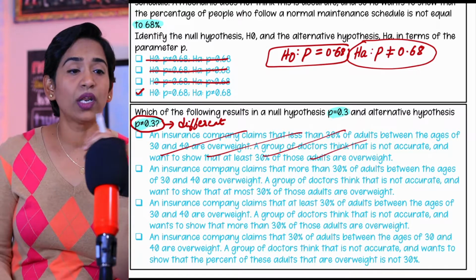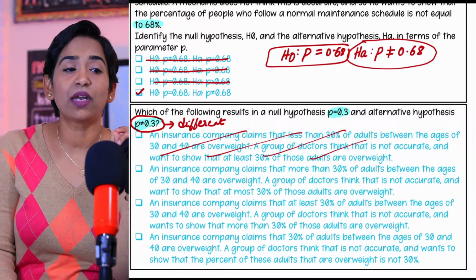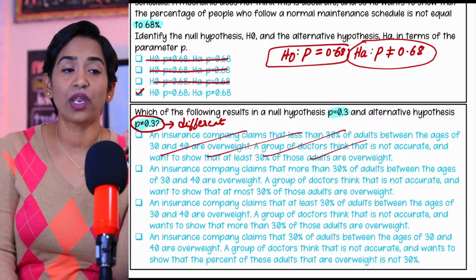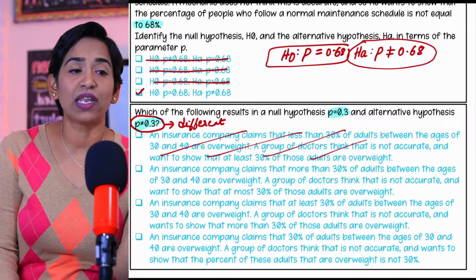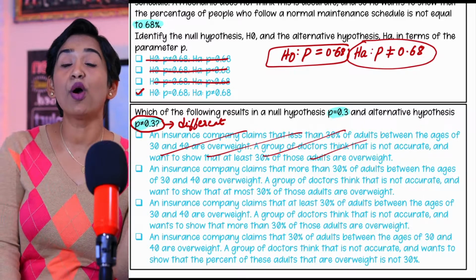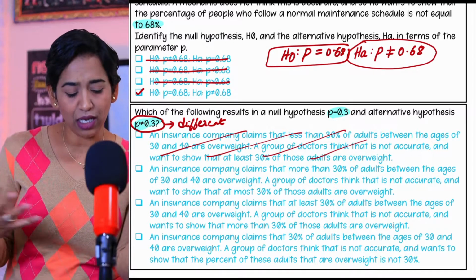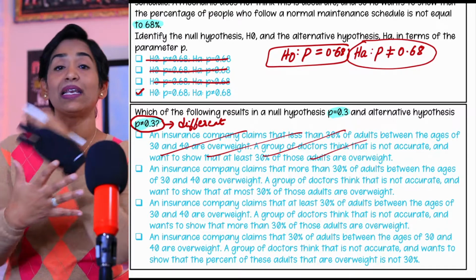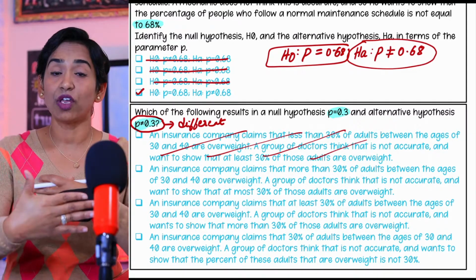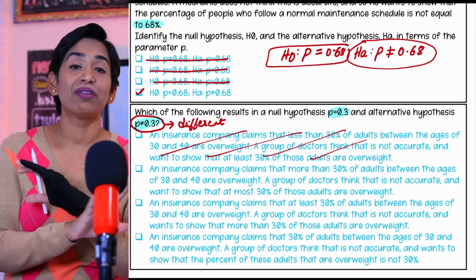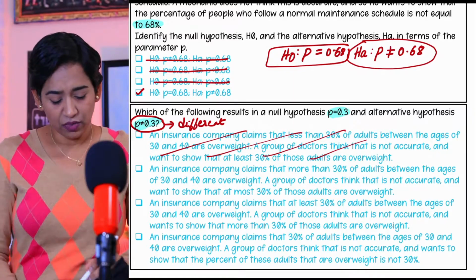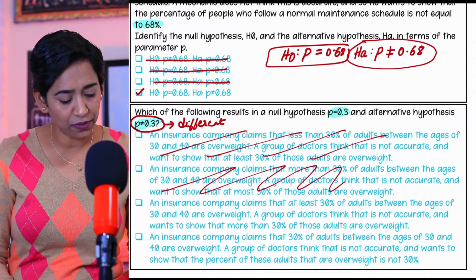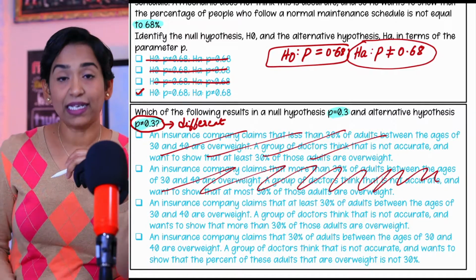Let's look at the next one. An insurance company claims that more than 30% of the adults between the ages of 30 and 40 are overweight. A group of doctors think this is not accurate and want to show that at most. Again, they're talking about more than 30%, less than 30%, less than or equal to. In my problem, there is nothing like that. It's only equal to and not equal to. So again, this is not my option.